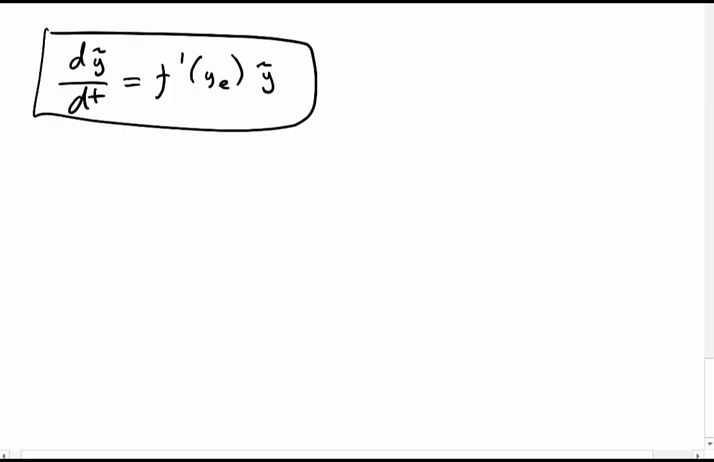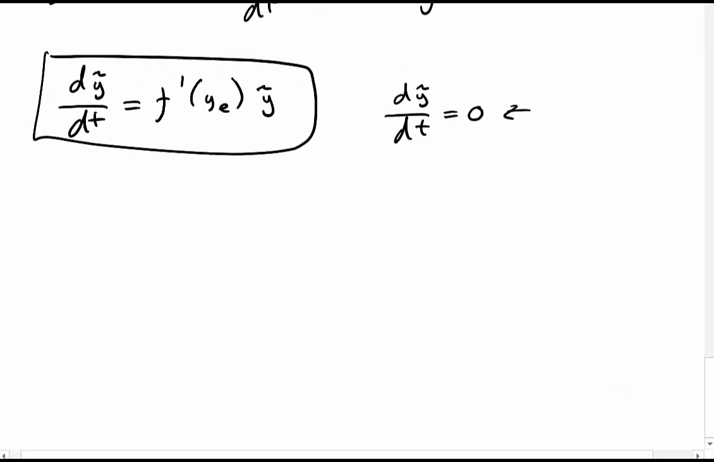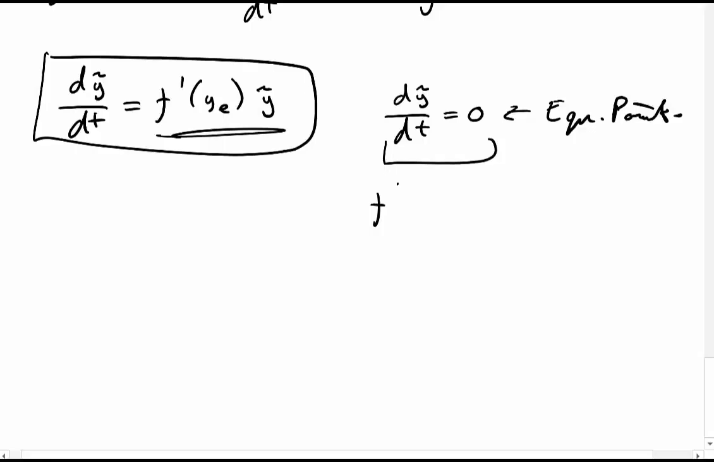Now, when we want to get an equilibrium point, remember how we get an equilibrium point? We set the derivative equal to 0. So we want dy tilde by dt equal to 0, and that will give us an equilibrium point. Well, that means that if this is equal to 0, then the right-hand side is equal to 0 as well. So we're setting f dash of ye times y tilde equals 0.